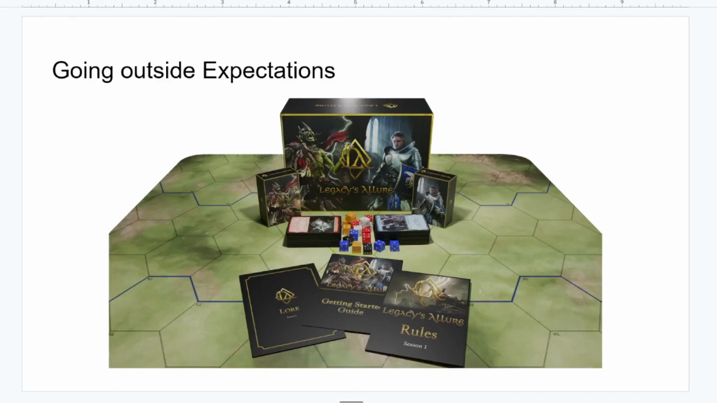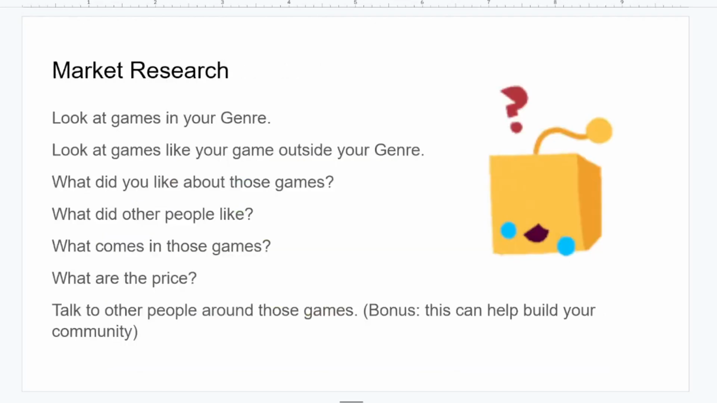So once you've figured out what your genre is, now's the time to do market research. This is going to be your next step. You need to look at games within your genre and look at games like your game that even exist outside of your genre. What did you like about those games? What did other people like?